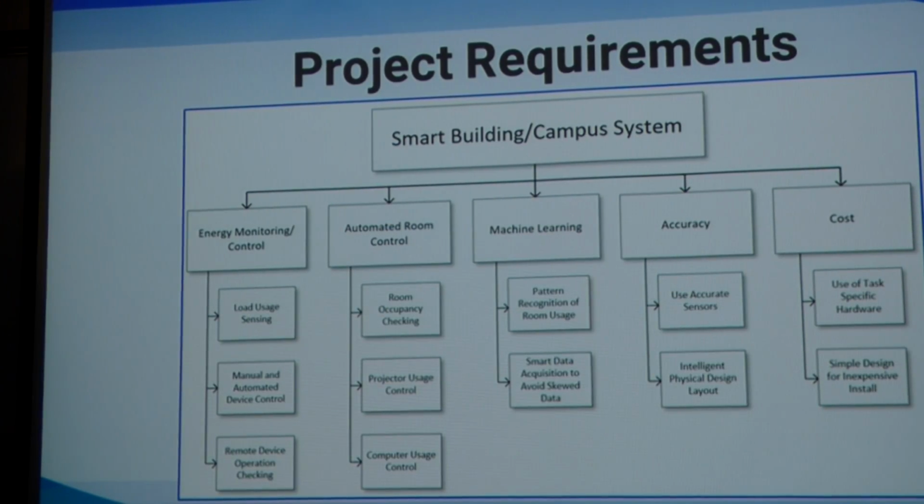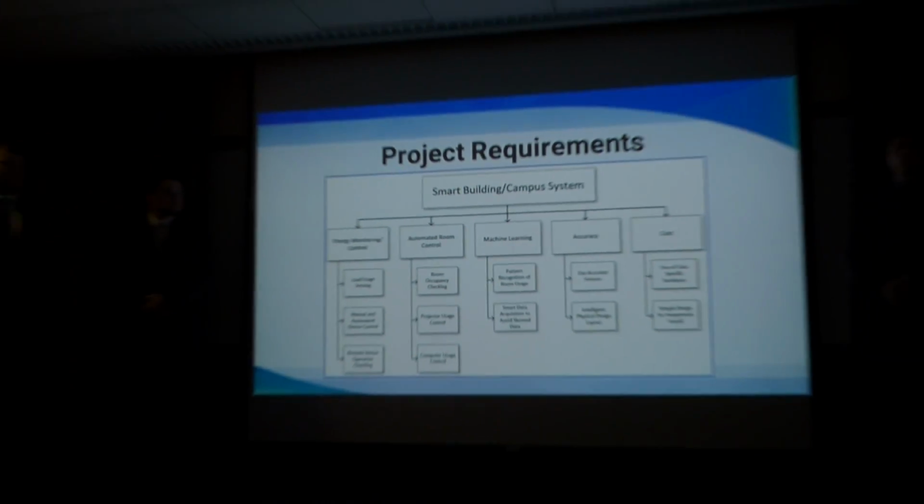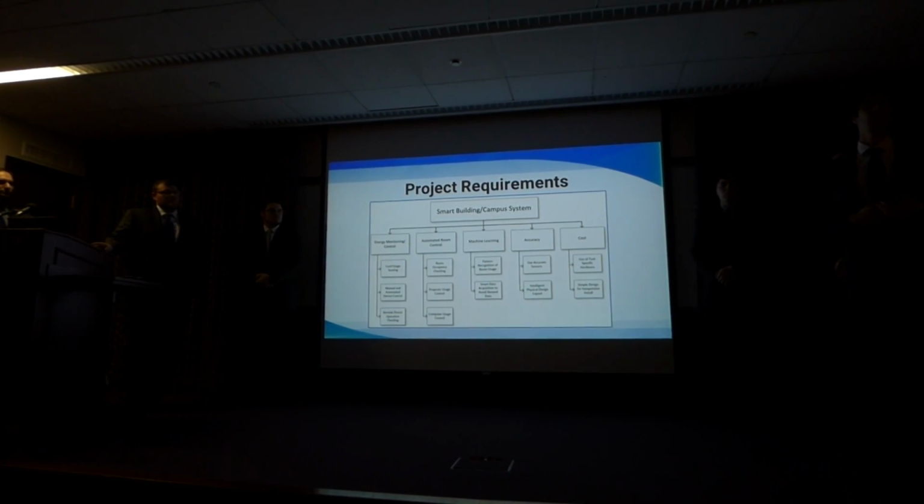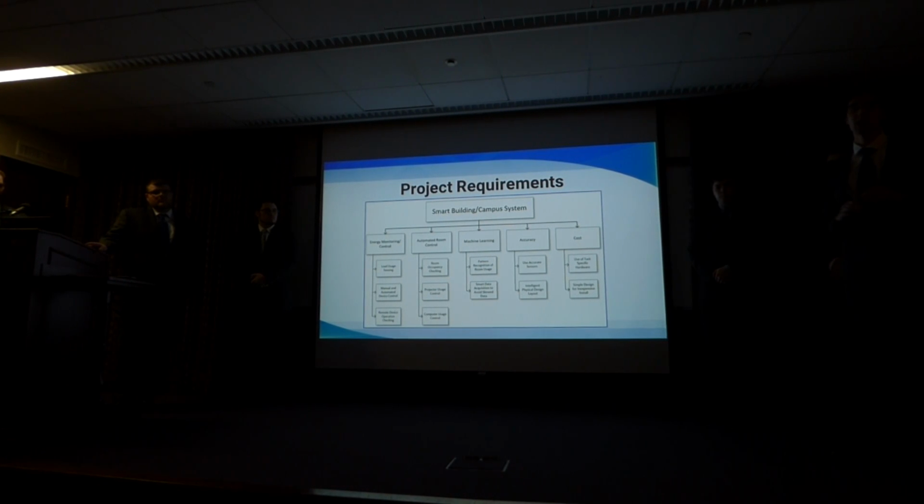So to accomplish our goal, we decided to lay out some requirements so that we are sure to fulfill what we propose as this issue. The system needs to have energy monitoring and control so that a user can view energy usage and decide how the system should operate. The system should have automated room control so that devices in a room can be controlled automatically without the need for human interaction.